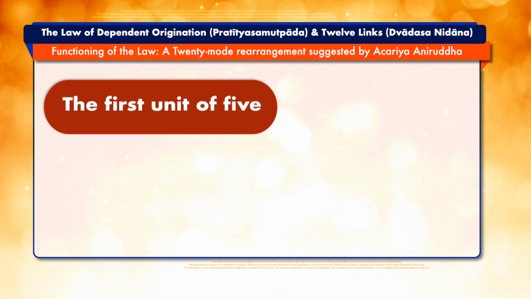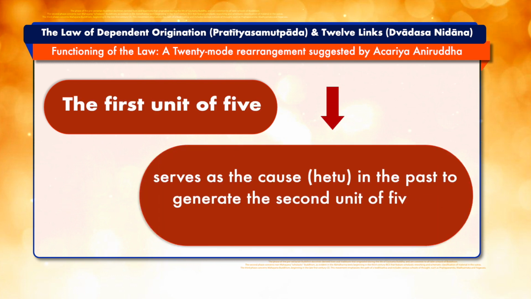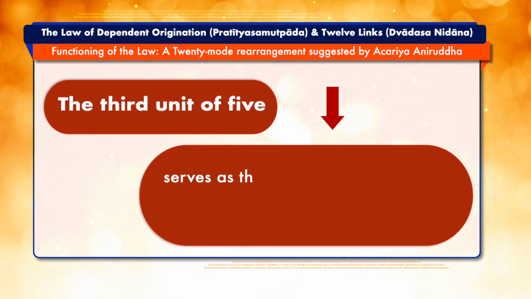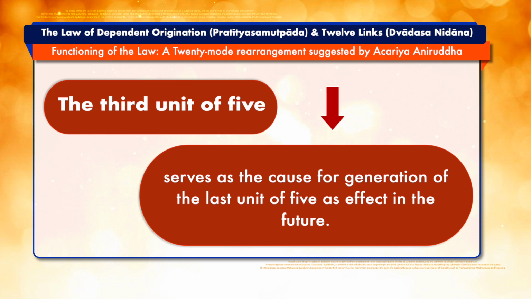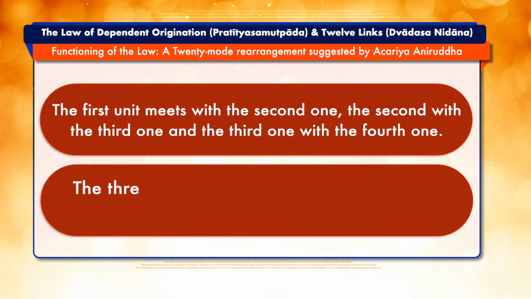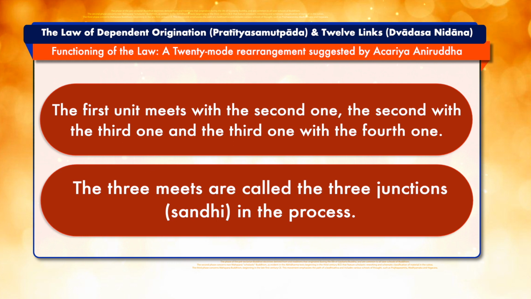The first unit of the 5 serves as the cause, hetu, in the past to generate the second unit of the 5 as effect in the present. The third unit of the 5 in the present serves as the cause for the generation of the last unit of the 5 as effect in the future. They meet on 3 junctions in the process of their functioning. The first unit meets with the second one, the second with the third one, and the third one with the fourth one. The 3 meetings are called the 3 junctions, tisandhi.